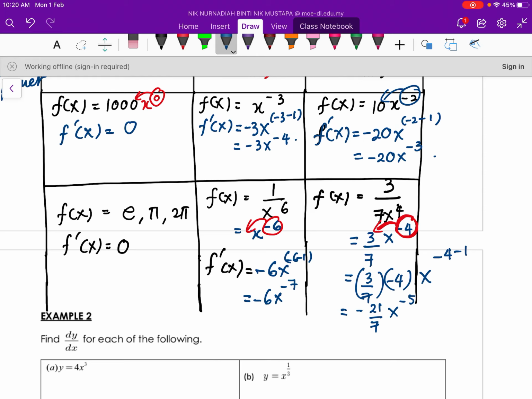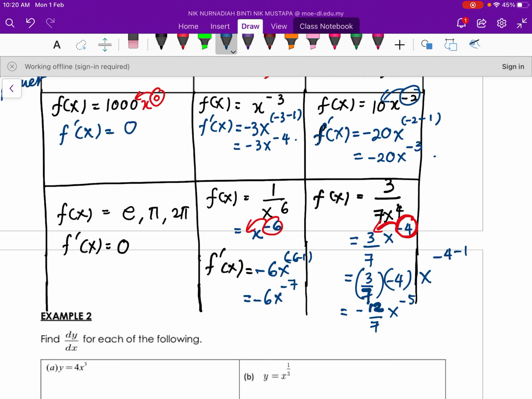-4 darab 3. 3/7 multiplied by -4. Sorry, 4 darab 3, 12. Salah, macam pelik je. So -12/7 x to the power of -5. So that's the answer. Bring down power, reduce power.